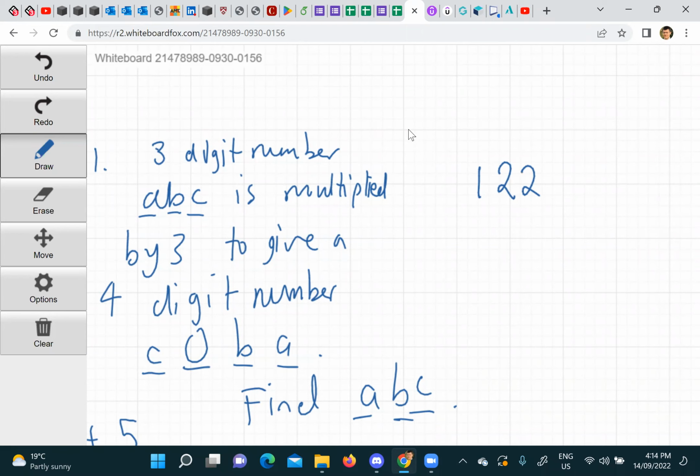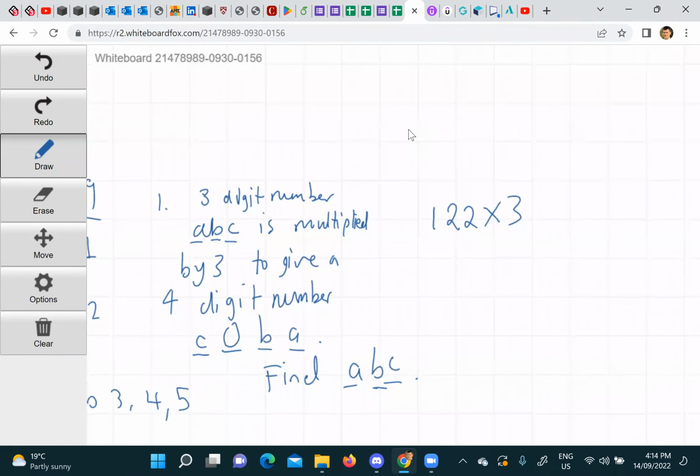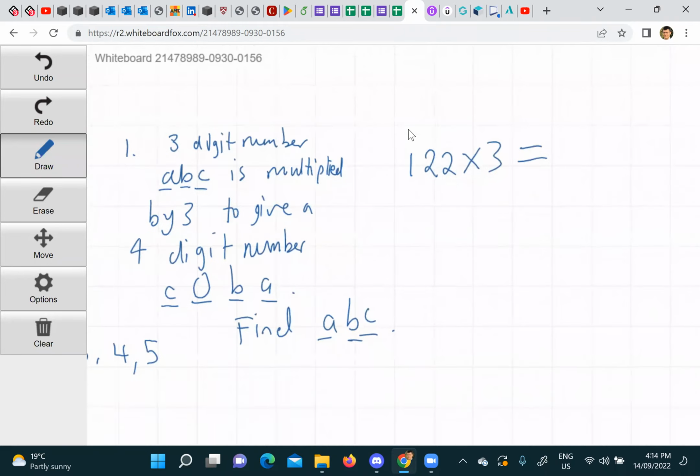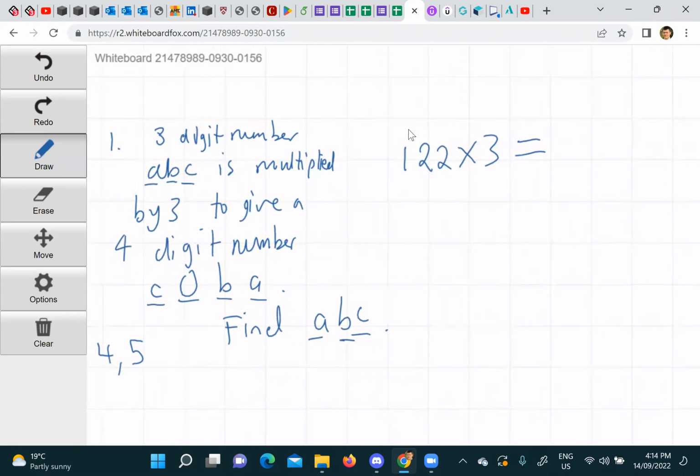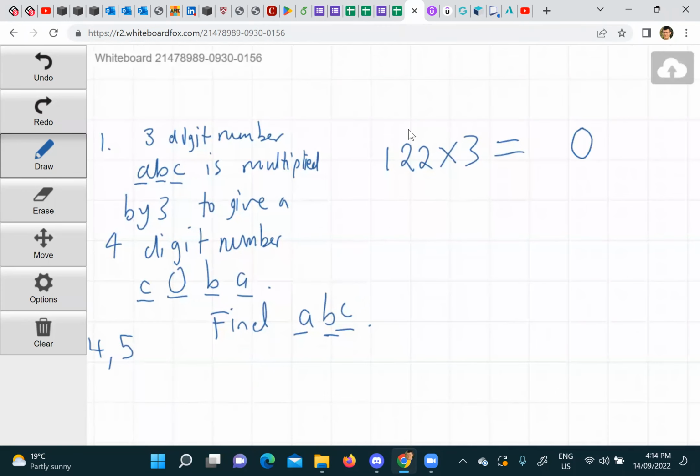Okay. A three-digit number ABC is multiplied by 3 to give a four-digit number C0BA, okay? So what that means is if you multiply this number by 3, it's supposed to give you a four-digit number. The four-digit number has a 0 in the second spot, yeah? The first digit of the four-digit number is C, which is the last digit of the three-digit number. So it's 2, and then it's B, which is also 2, and then A is 1, right?